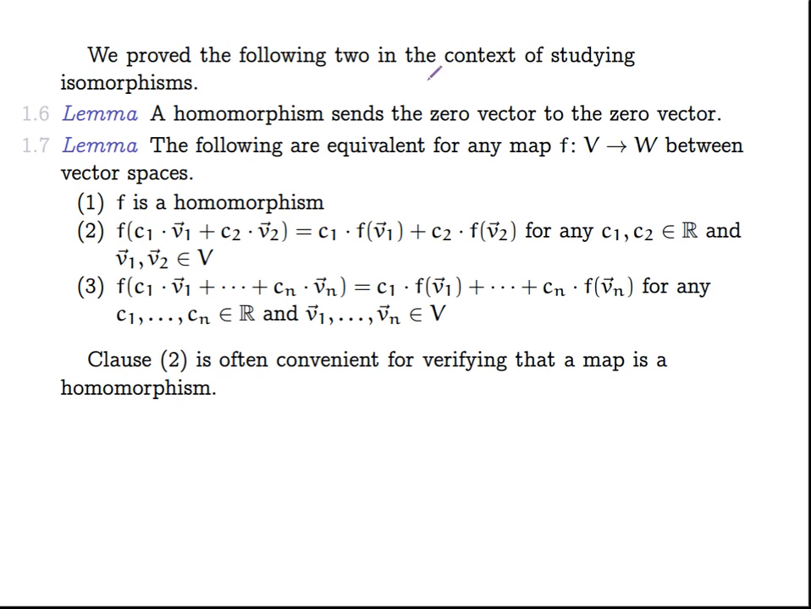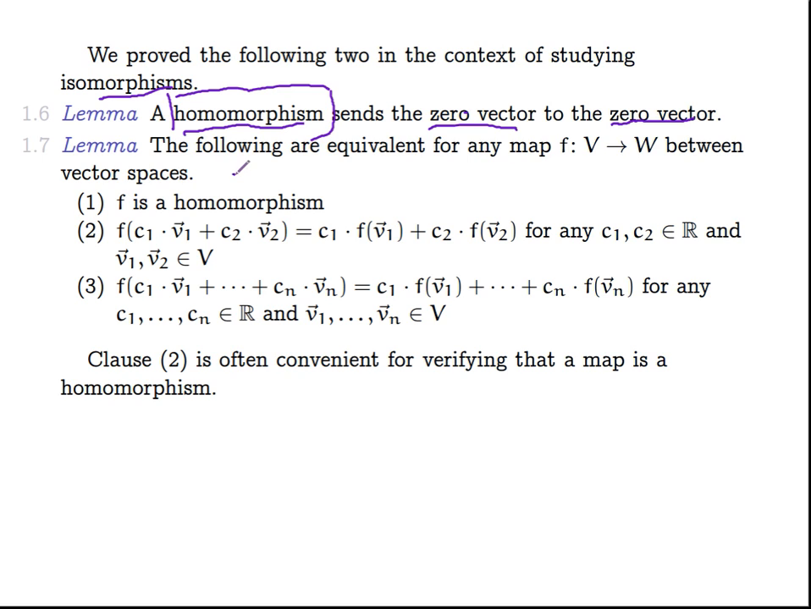Okay. All right, now when we looked at isomorphisms, we had two lemmas. An isomorphism certainly sends the 0 vector to the 0 vector. And we can actually use the very same proof to prove the same property for a homomorphism. A homomorphism sends the 0 vector to the 0 vector. So go back and look at your isomorphism proof. Use the same for homomorphism.